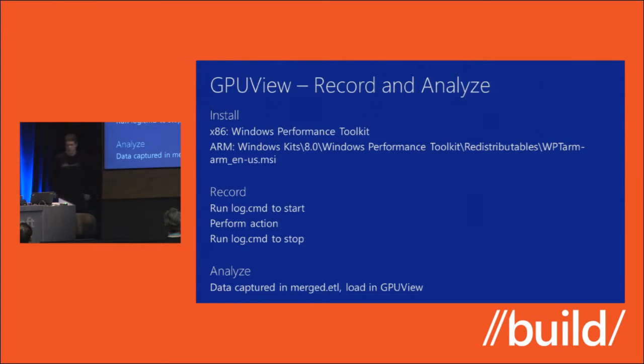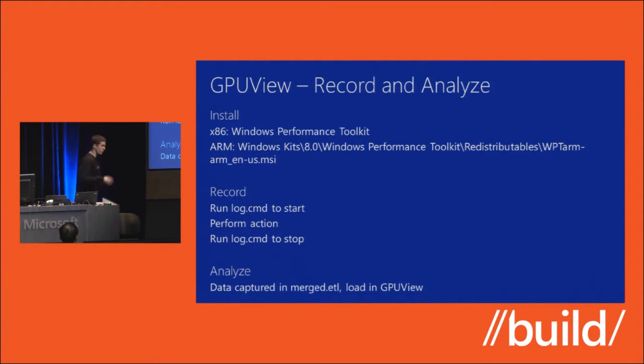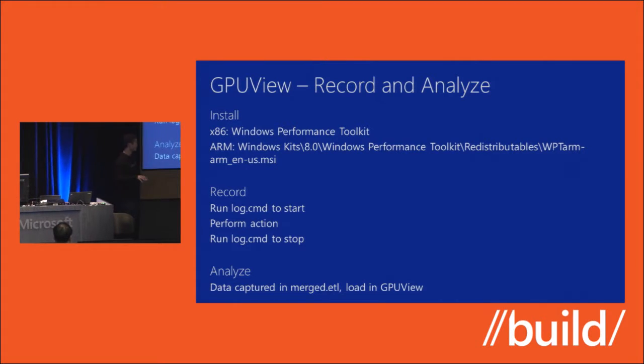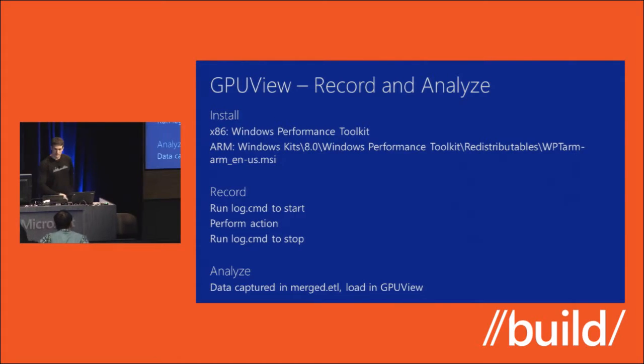For recording, it's really easy to use. The basic idea is you run a command file that's given to you with GPU View. You then perform whatever action it is that you want to measure, and run the command file again. That will run a process where it records a bunch of .etl files and merges them into one final event log. You can then take that event log, merge.etl, and load it into the GPU View tool to visualize it.